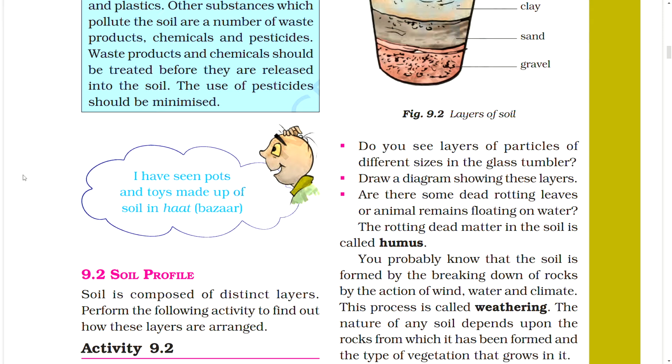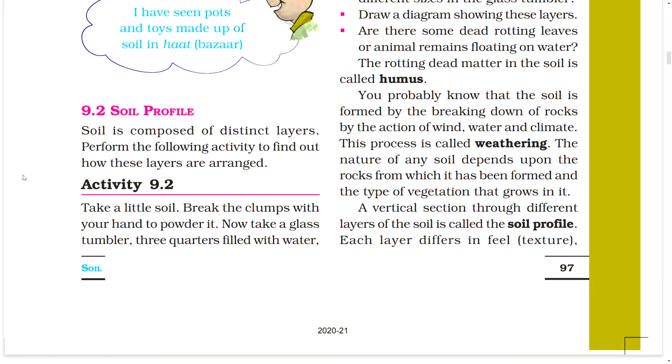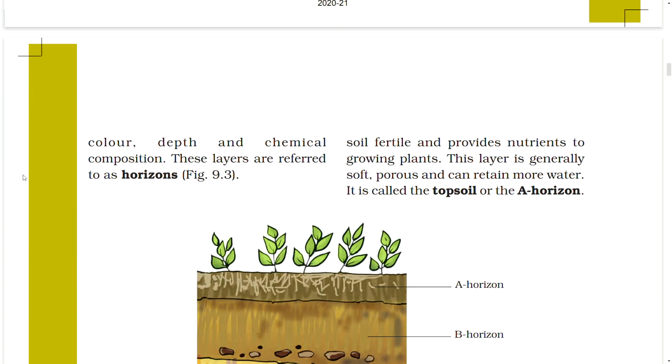You probably know that the soil is formed by the breaking down of rocks by the action of wind, water and climate. This process is called weathering. The nature of any soil depends upon the rocks from which it has been formed and the type of vegetation that grows in it. A vertical section through different layers of the soil is called the soil profile. Each layer differs in texture, color, depth, and chemical composition. These layers are referred to as horizons.